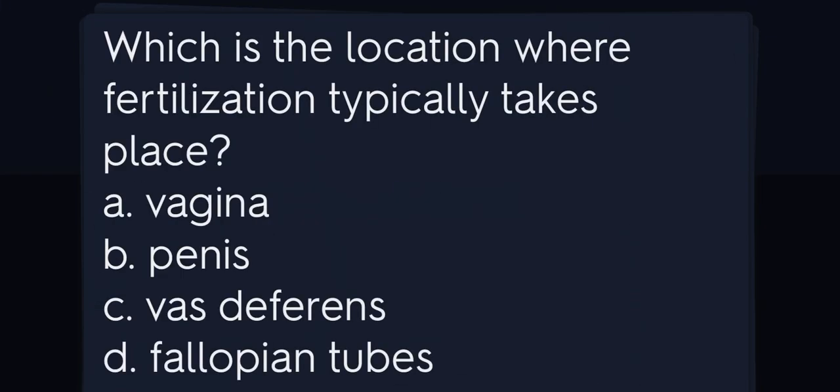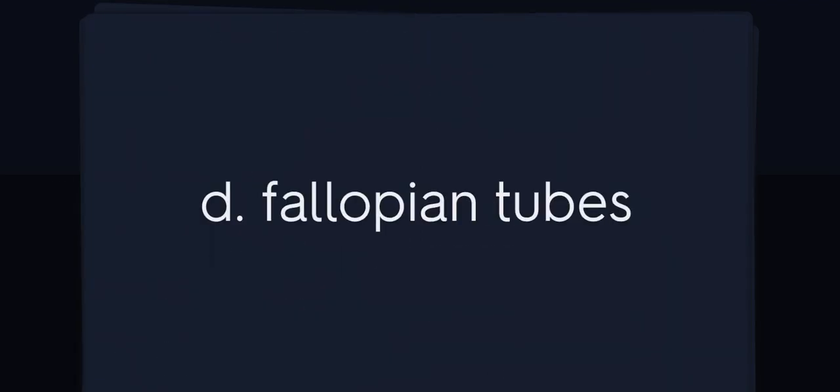Which is the location where fertilization typically takes place? A. Vagina. B. Penis. C. Vas deferens. D. Fallopian tubes. D. Fallopian tubes.